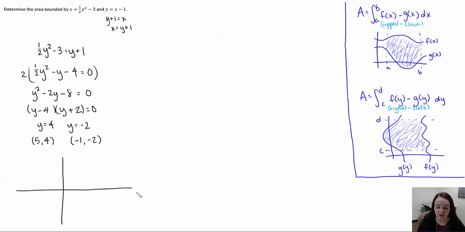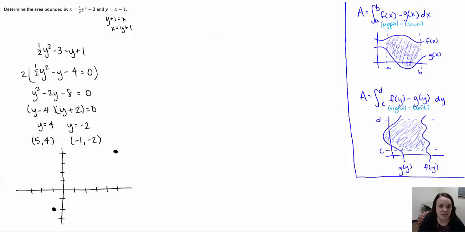So let me go ahead and draw this out. So if I go negative 1, negative 2, negative 3, 1, 2, 3, 4, 5, positive 1, 2, 3, 4, and negative 1, 2, 3. So the first one, (5, 4): 1, 2, 3, 4, 5, and up 4. I get a point right there. And then (-1, -2), I get a point right here.